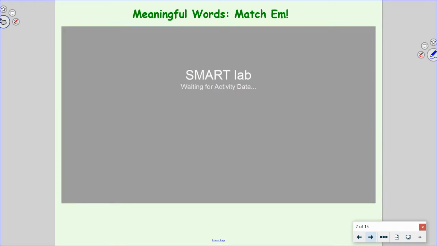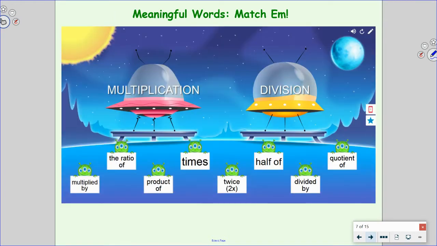And I'm going to ask you to take a look at this. I want you to press pause. I want you to see if you can put in as many of these letters in the place as possible. You can't move them on your screen, but just think, where is multiplied by going to go? Where is the ratio of going to go? Pause and then come back when you're ready.